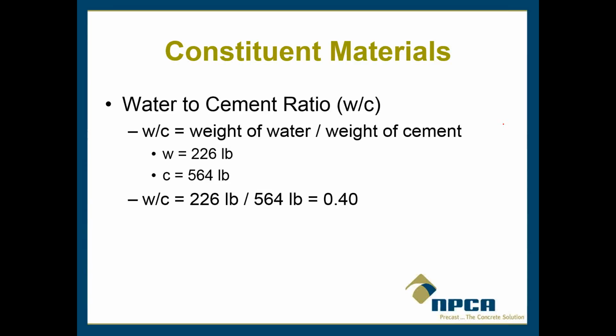So water to cement ratio, this is what you've heard me yapping about since we first started. What is the water to cement ratio? It is the weight of water divided by the weight of cement or cementitious, all the cementitious materials that go into your concrete mix. So if you are putting in 226 pounds of water and 564 pounds of cement, when you find the quotient, I believe that's called, you'll get 0.40. So that is your water to cement ratio.